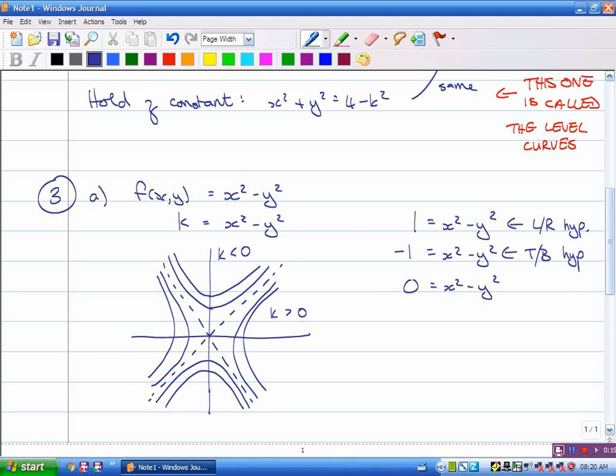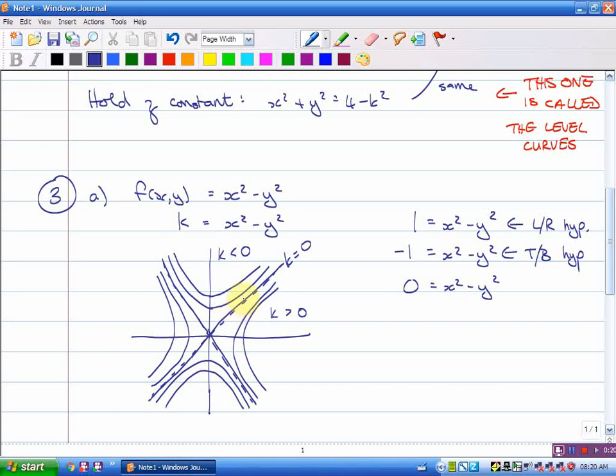So in fact, those asymptotes that I've drawn dotted will actually be the curves in the special case for k equals 0. So this is a very busy drawing. Okay, let's have a look.